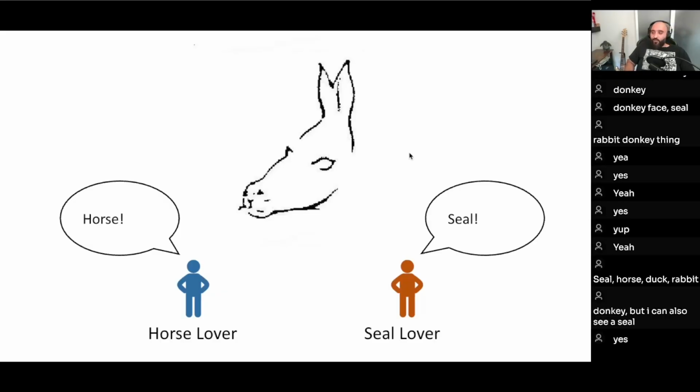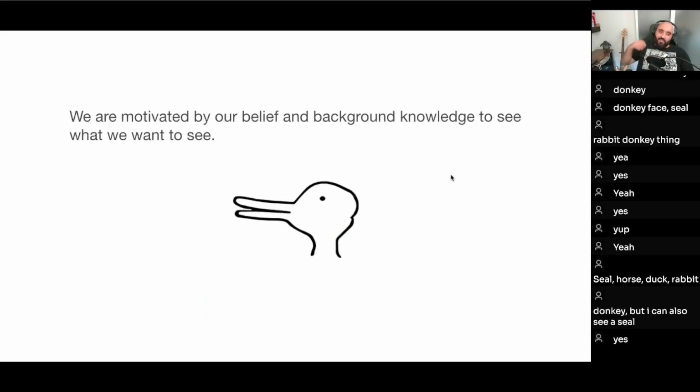The horse lover goes, oh, it's a horse or it's a donkey. And then the seal lover, and seals are my favorite animals. I don't have it with me, but I have a bunch of seals in my house. You can see a seal. Okay? Another example. What do you see?